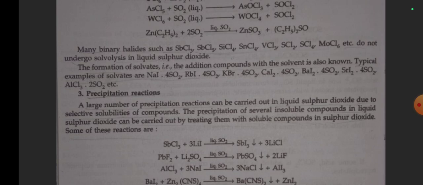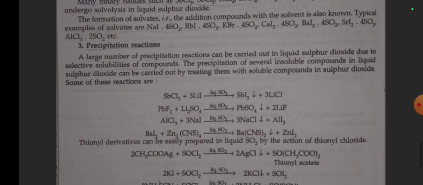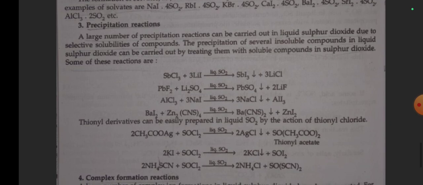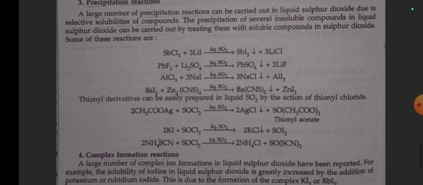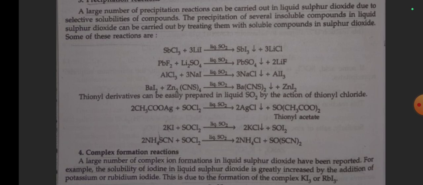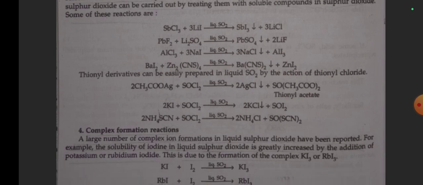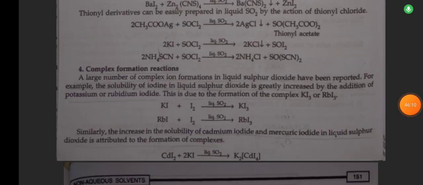Number 3. Precipitation reactions. A large number of precipitation reactions can be carried out in liquid sulfur dioxide due to selective solubilities of compounds. The precipitation of several insoluble compounds in liquid sulfur dioxide can be carried out by treating them with soluble compounds in sulfur dioxide. Some of these reactions are SbCl3 plus 3LiI, on adding liquid SO2, gives SbI3 plus 3LiCl.